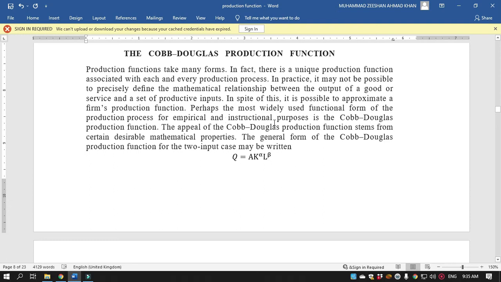Perhaps the most widely used functional form of the production process for empirical and constructional purposes is the Cobb-Douglas production function. The appeal of the Cobb-Douglas production function stems from certain desirable mathematical properties. The general form of the Cobb-Douglas production function for two inputs, in our case capital and labor, may be written like that: Q = A K^α L^β, where K is raised to the power alpha and L is raised to the power beta.